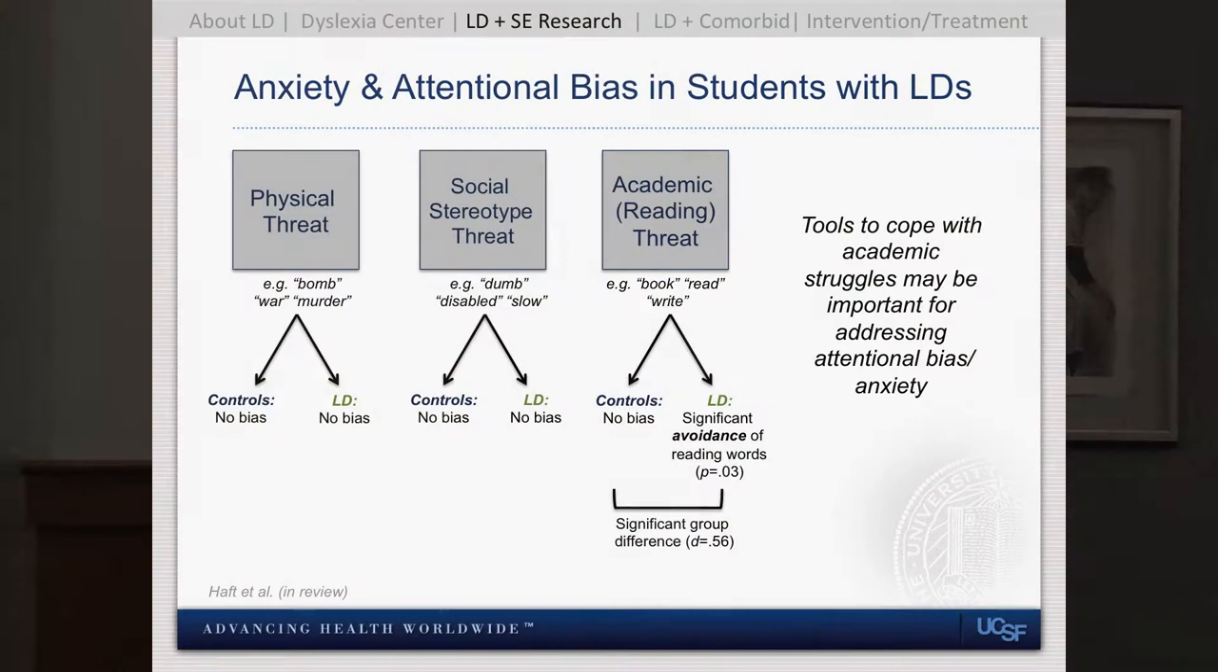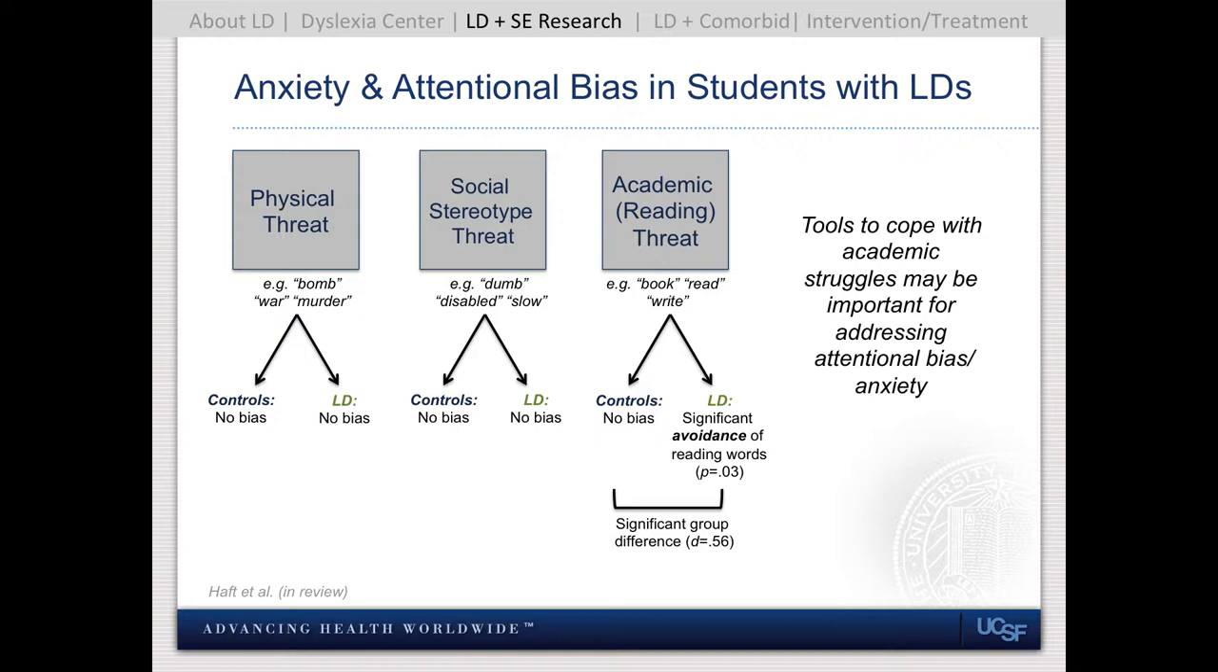You may be more prone towards anxiety, but when you get those cues, when you feel like, oh gosh, I've got to take an exam, I've got to stand up in front of the class and read something, I've got to do these other things that are those feared situations, these kids go up in terms of their focus and attention on those things and how they happen. So it's a significant group difference between the three groups. And then tools to cope with academic struggles may be important for addressing this attentional bias and anxiety that happens.